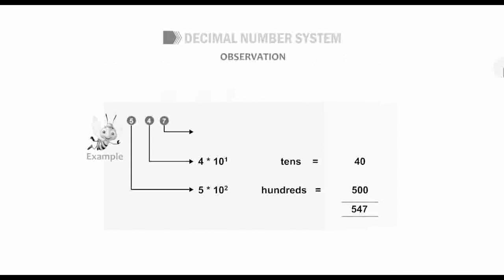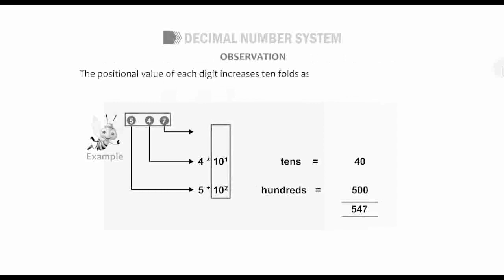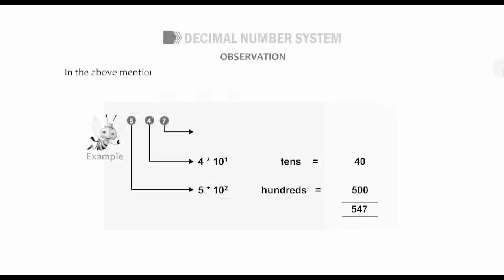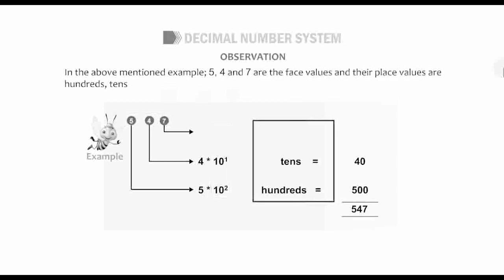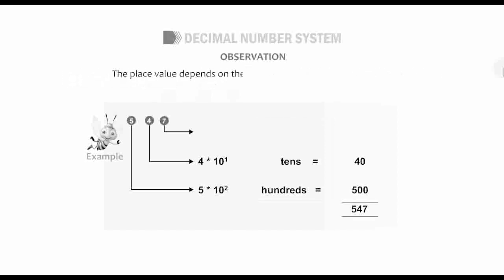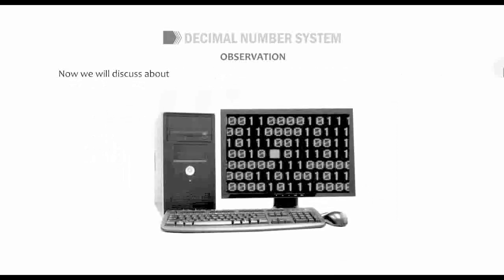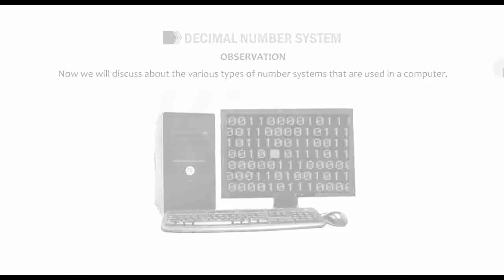From this we observe the positional value of each digit increases tenfold as we move from right to left. In the above mentioned example, 5, 4 and 7 are the face values and their place values are hundreds, tenths and units respectively. The place value depends on the position of the digit in the number. Now we will discuss the various types of number systems that are used in a computer.